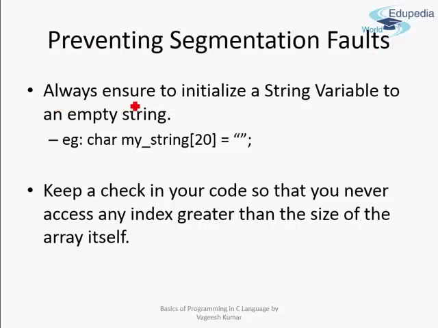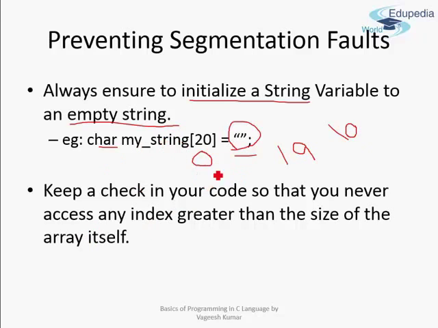The first thing is to always remember that you have to initialize a string variable with an empty string. How can you do that? Just this way: char mystring[20] is equal to double quotation marks and semicolon. So this is an empty string and all your 20 elements, 0 to 19th index, inside mystring are initialized with the null character, which is \0. Okay, so the first thing is this.